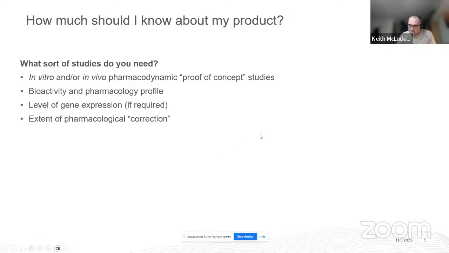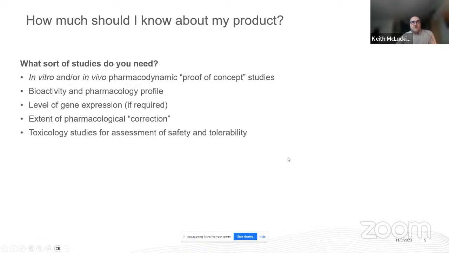So if we're talking about some sort of CRISPR mechanism where you're knocking down a certain gene, how much of knockdown is appropriate? How much do you need? Is it 10%? Is it 20%? So you really need to know how much is enough, and that can essentially come from your proof of concept, your efficacy, and your safety to really get into the clinical phase.